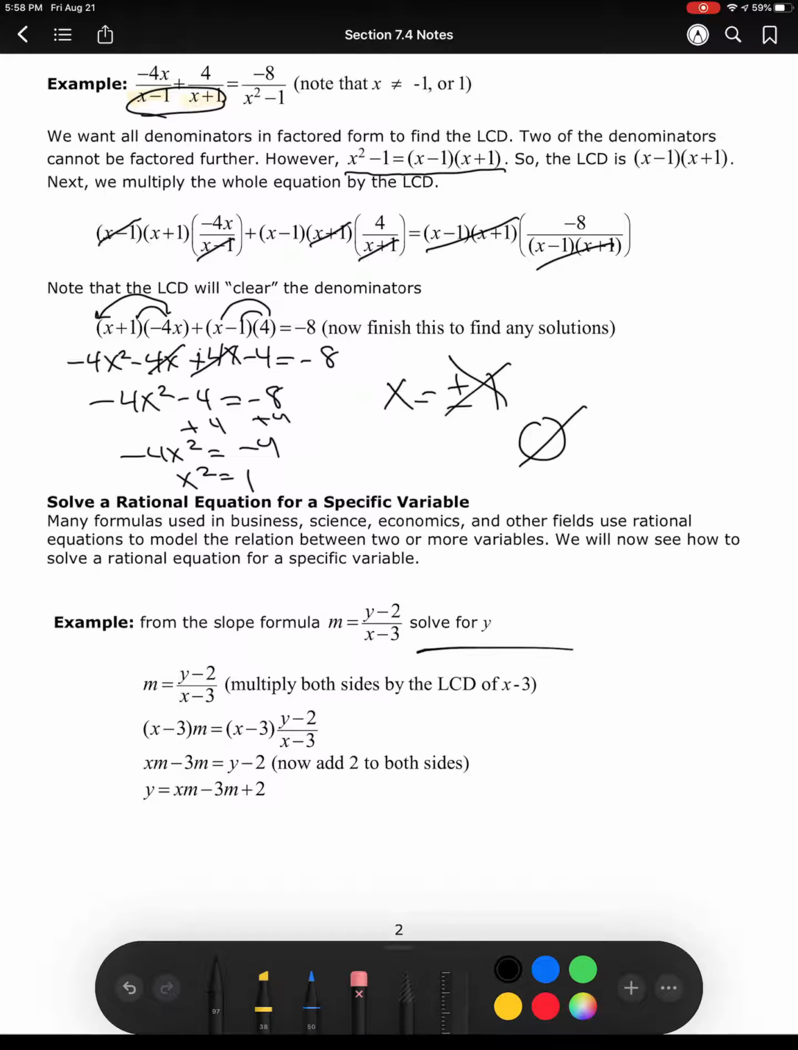And then the last thing here is solving a rational equation for a specific variable. So it's kind of the same process where the LCD is easy because there's only one fraction component. So multiply both sides by that, distribute. So we get xm minus 3m equals y minus 2. And we're trying to solve for y, so we want to add that 2 over, and voila, we have y solved for.